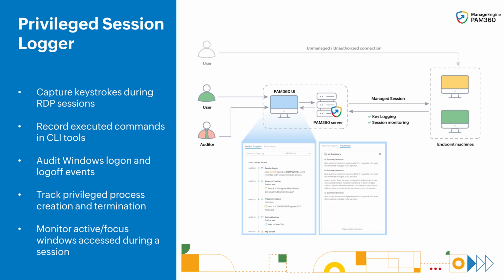This feature is available from PAM360 build 8500 and above, and it's supported on 64-bit Windows operating systems. This feature enhances session monitoring visibility by helping you capture keystrokes during RDP sessions, recording executed commands in CLI terminals, tracking Windows logon and logoff events, monitoring process creation and termination, and identifying active windows accessed during a session. Now, let's see how it works.